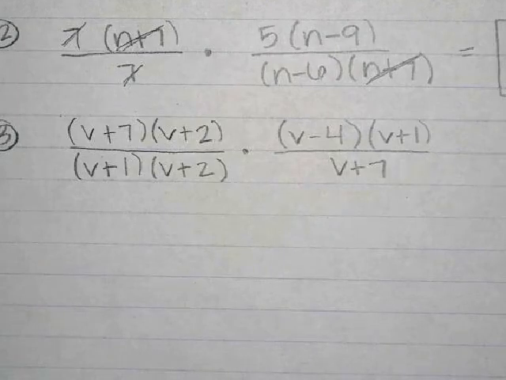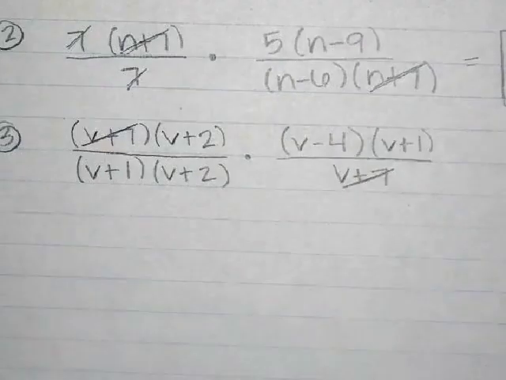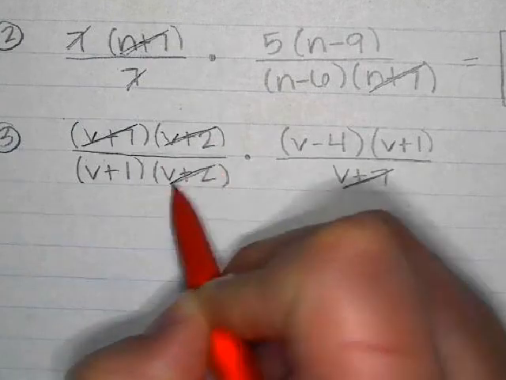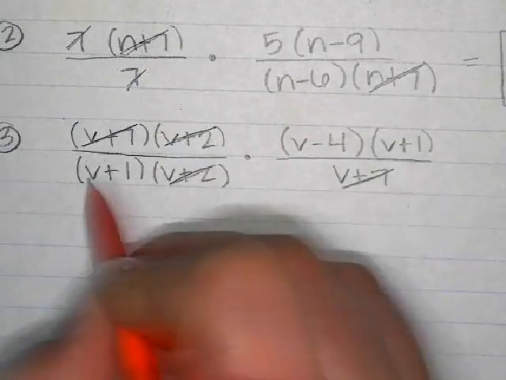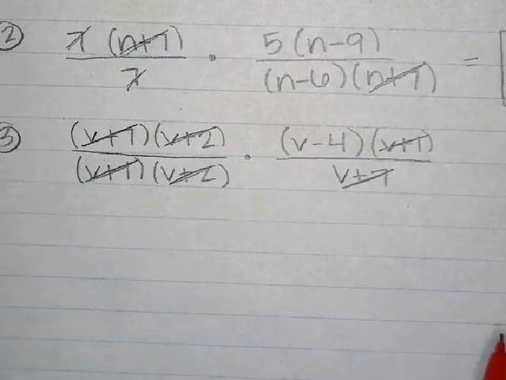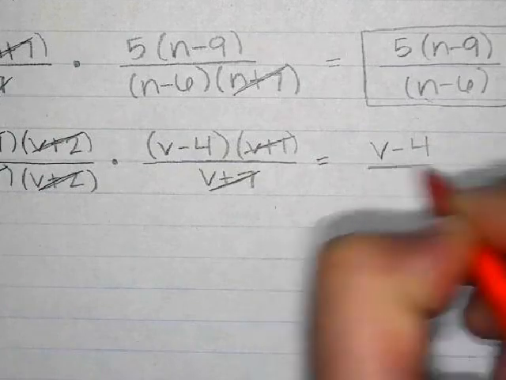Okay, what is the same on the top and the bottom that we could cancel? V plus 7, 1 on the top, 1 on the bottom. V plus 2, 1 on the top, 1 on the bottom. V plus 1, 1 on the top, 1 on the bottom. So all the bottoms are gone. If all the bottoms are gone, what's left over on the bottom? A 1, technically. So we would say this is V minus 4 on the top, 1 on the bottom.